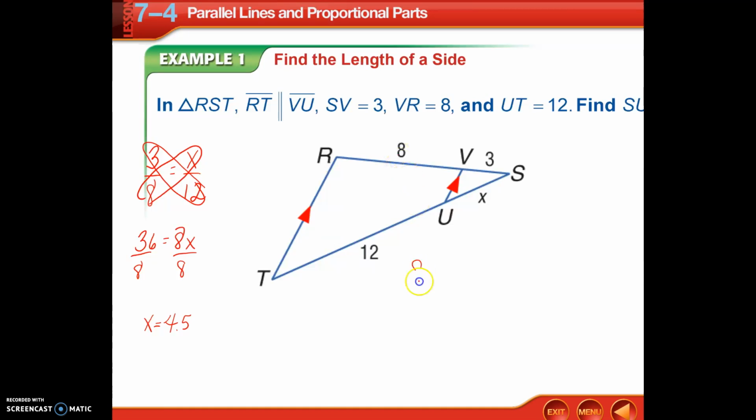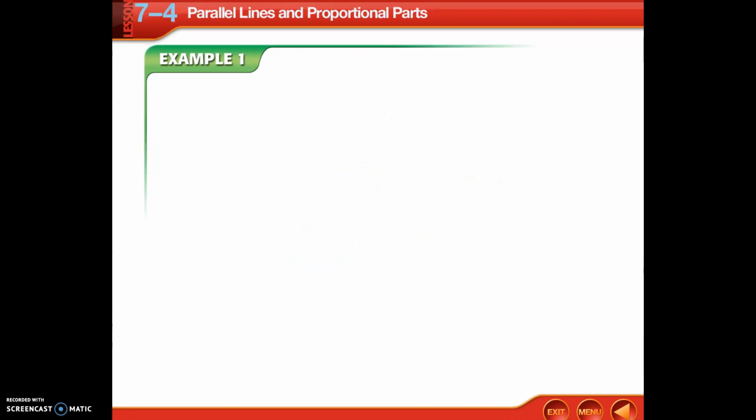There's quite a few ways we can set up this proportion. We could do 8 over 3 equals 12 over x. We could actually do 8 to 12 equals 3 over x. So quite a few different ways that we can set up that proportion. We could even go 8 to 11 would equal 12 over this length, or 3 to 11 would equal x over the whole length there. So quite a few different ways to solve those.